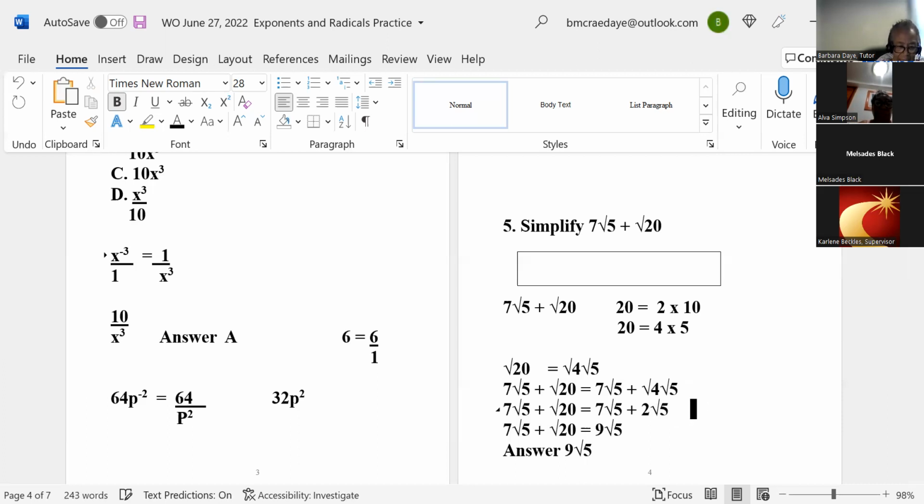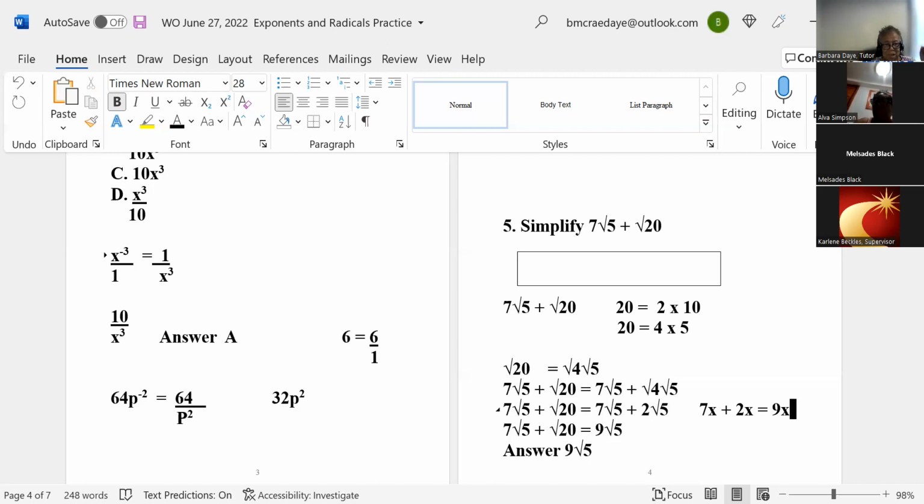Just like if I had 7x plus 2x. What would that be equal to, Mercedes? 9x. 9x, same thing, except they're radicals. So you find the square root of 4, which is 2, and then you add the 7 and 2, you get the 9.